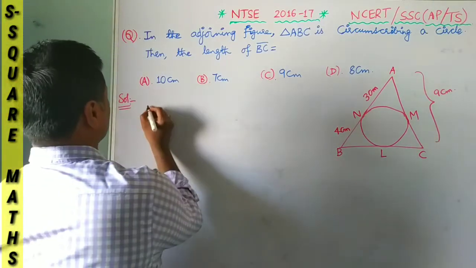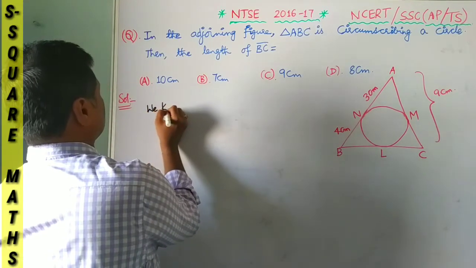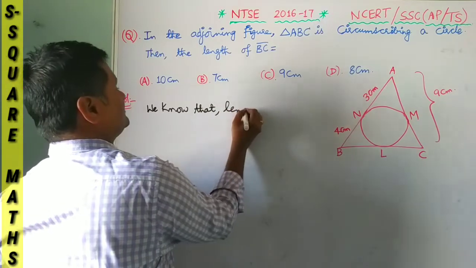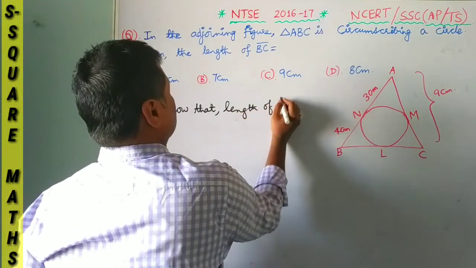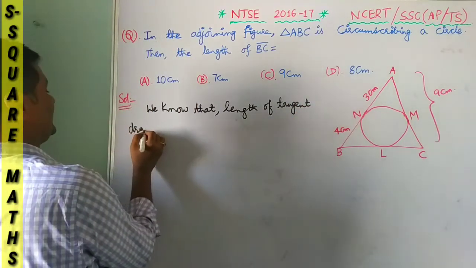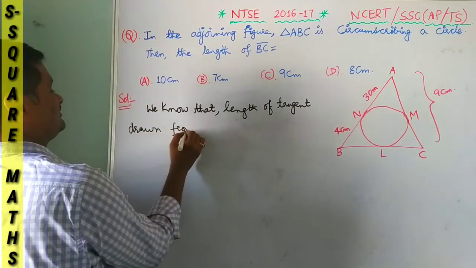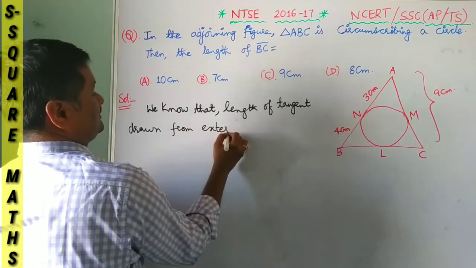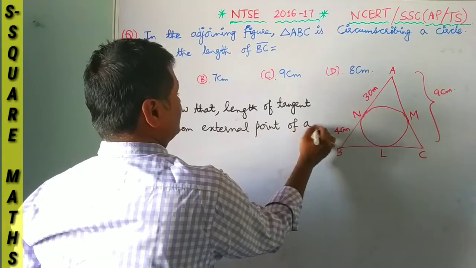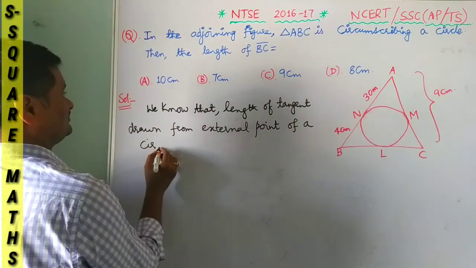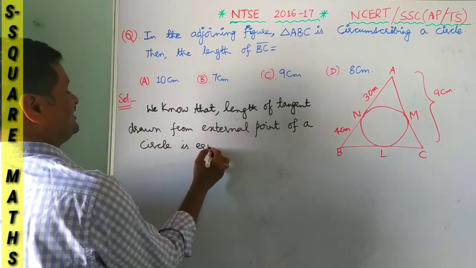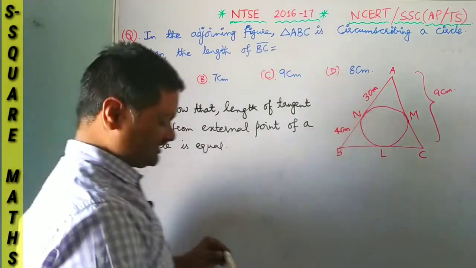So what is our principle? We know that the length of the tangent drawn from an external point of a circle is equal. So this is a point.